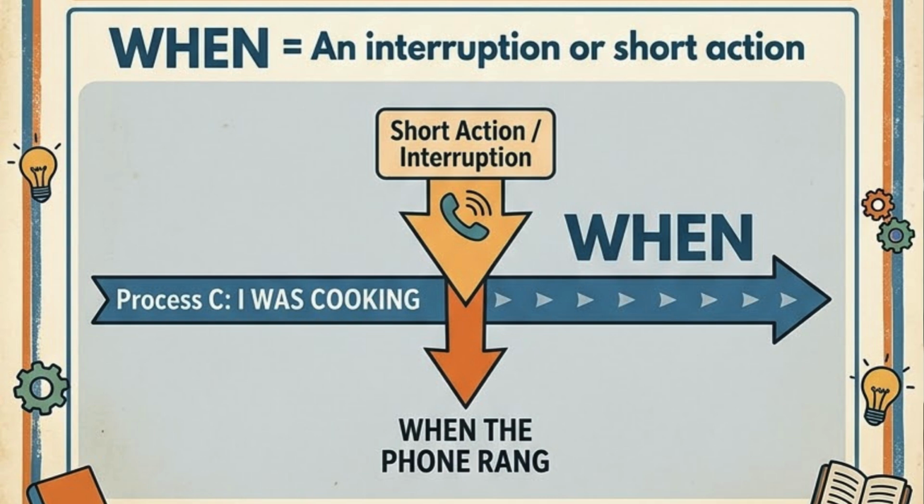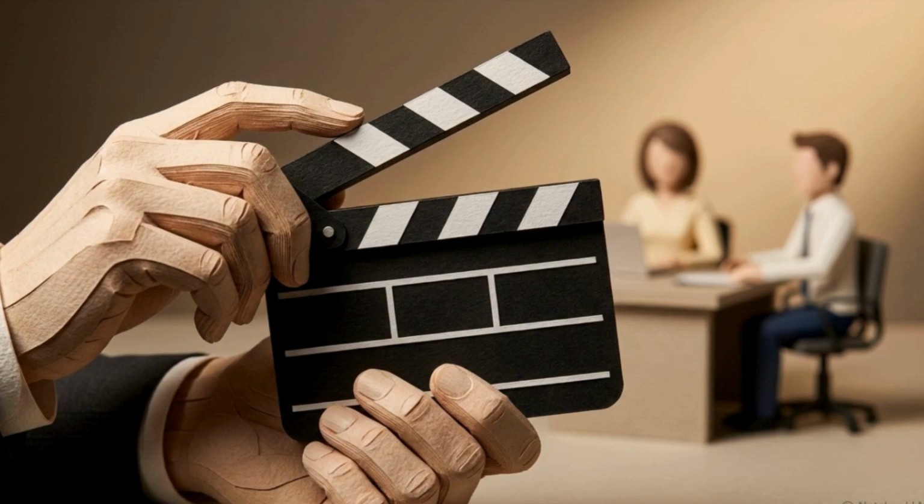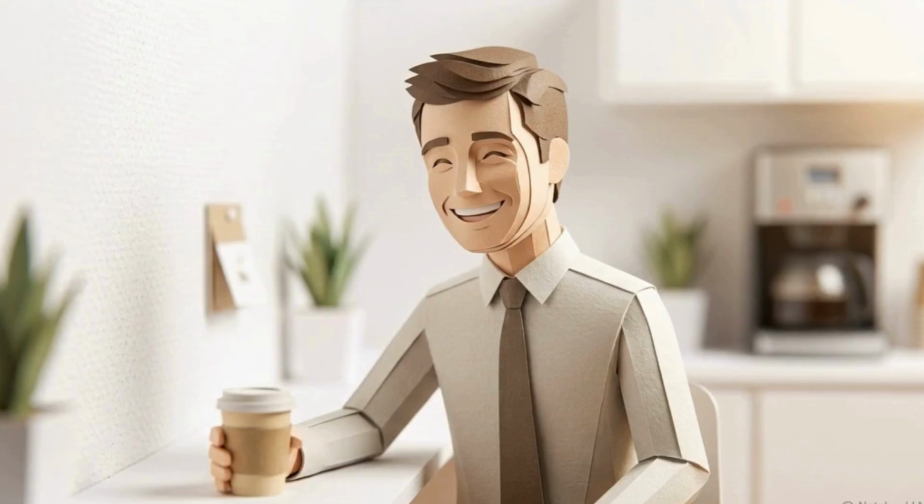Here is the simplified rule to take with you. When is for an interruption or a short action. While is for two long actions happening at the same time. When you approach grammar like a movie director, painting a background and then calling for action, your stories become much easier for a listener to follow.